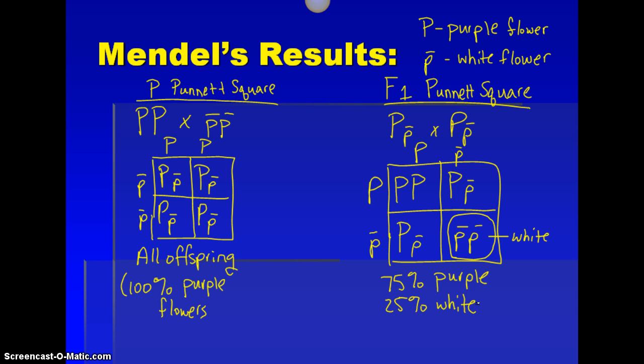So in this generation, instead of all showing purple, he was able to see that the white trait showed back up. It skipped a generation, if you want to say that. Since it skipped a generation, he realized that the big P in this case was dominant, and the recessive, or the one that was opposite of the dominant trait, was showing up every other generation in this case.